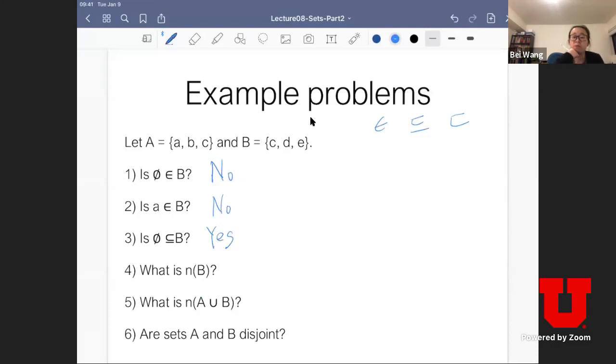Now, what is the size of B? It has three elements. What is the size of A union B? First of all, let's compute A union B. You look at the unique elements. So first you list three elements, and then you remove the duplicates. The C is a duplicate. So this is size 5. Are sets A and B disjoint?